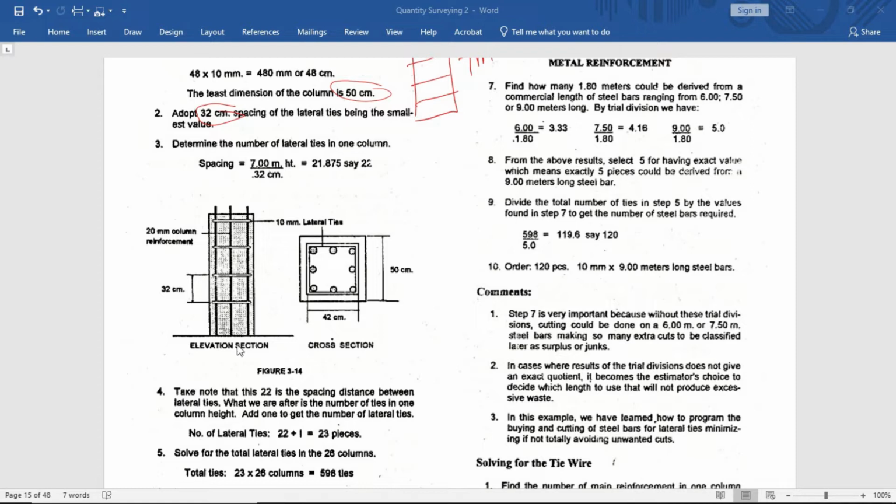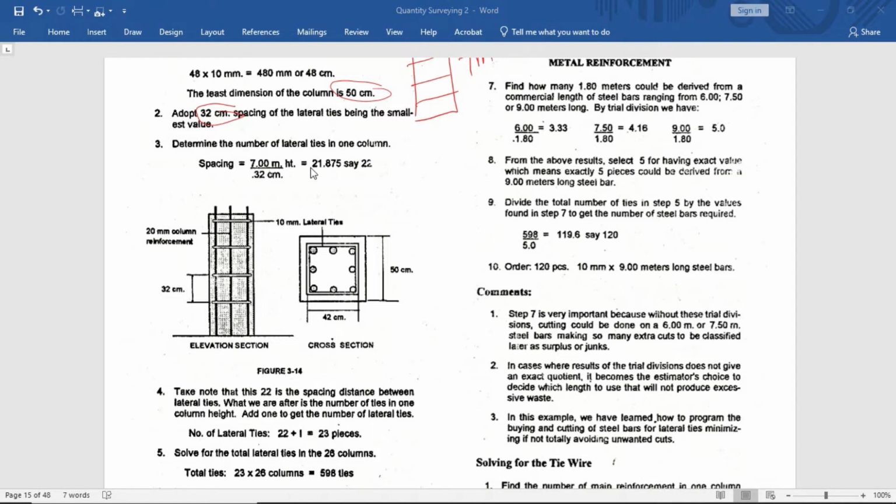And then, ang gagawin natin is determine the number of lateral ties in one column. After nga natin mahanap yung spacing ng lateral ties, ang gagawin natin is to determine the number of lateral ties in one column. Ngayon, ito, spacing is equal to 7 meters, yung height ng isang column natin, divided by 0.32. Ngayon, what is spacing?